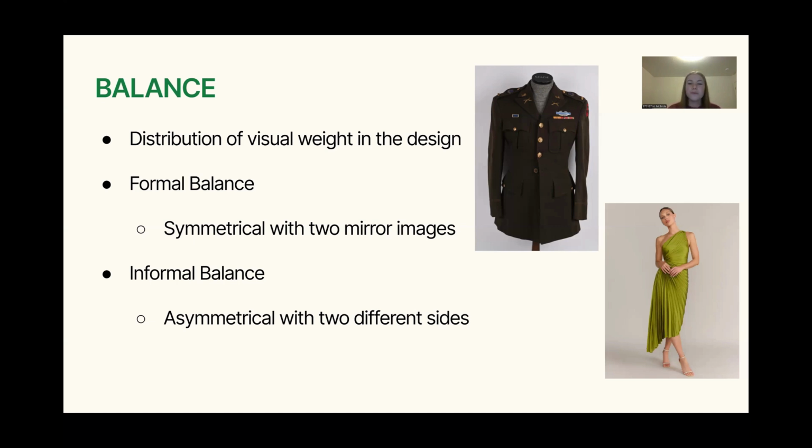Informal balance is when there are asymmetrical sides of the design. One of the most common ways to accomplish this is by diagonal lines or textures. This one-shouldered dress is not symmetrical, but the visual weight is still balanced through the slanted hemline and radial pleats. Informal balance creates movement and can include multiple focal points. It's often used in red carpet or avant-garde outfits because it's very eye-catching and unique.